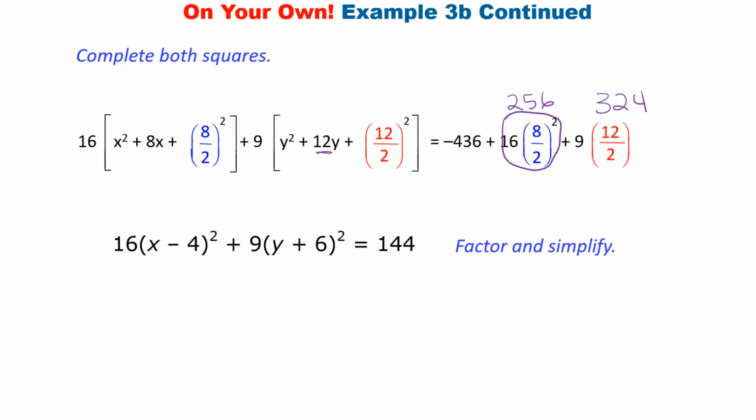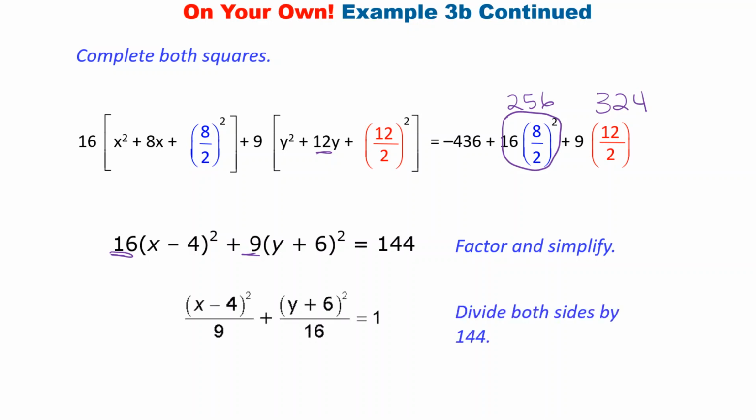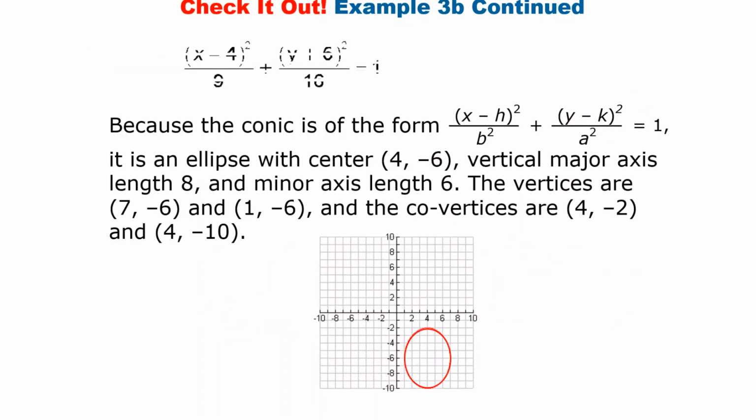All right, so when we simplify that all out and factor everything, I end up with 16 times x minus 4 squared plus 9 times y plus 6 squared equals 144. Now that's not quite in the format that I need because I have these numbers here, 16 and 9. So the easiest thing to do is divide both sides by 144. And when I do, I end up with this lovely equation, and I see that it's a plus and it equals 1. So that should be your clue as to what this is.